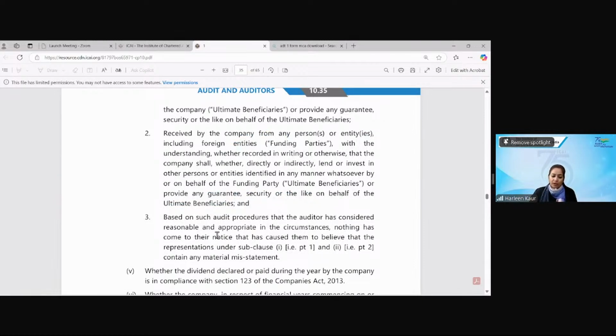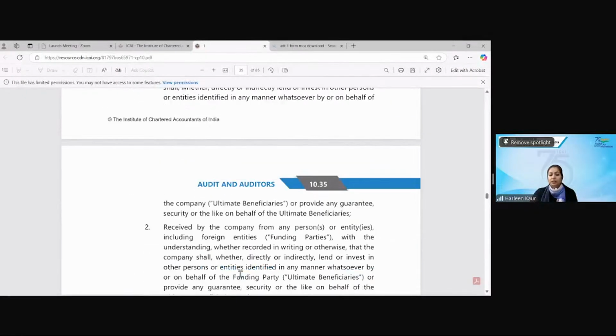Ultimate beneficiaries points. Who was the ultimate beneficiary? Whether proper representation has been made. Has any funds been received from funding parties? The company has lent any funds to the ultimate beneficiaries. Notice has been given to the auditor that the appropriate things have been done and there was nothing which has a material mistake. All right, so these 3 points are related to the ultimate beneficiaries.